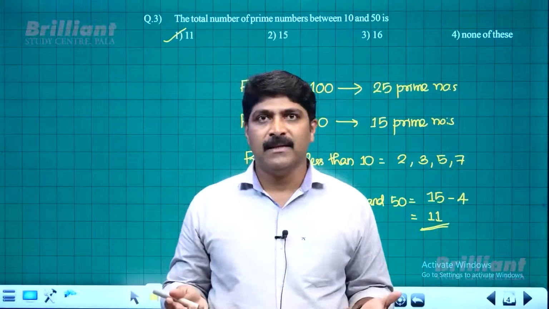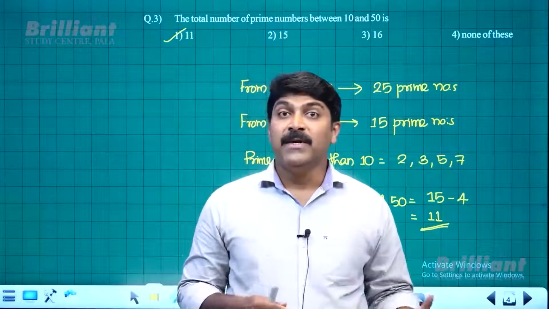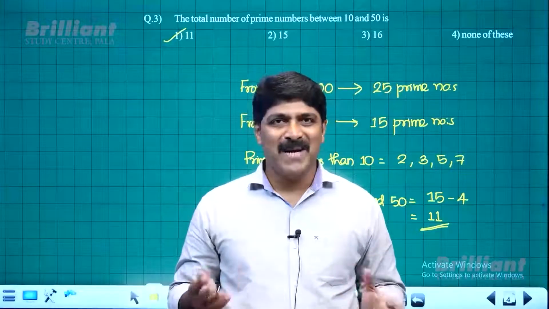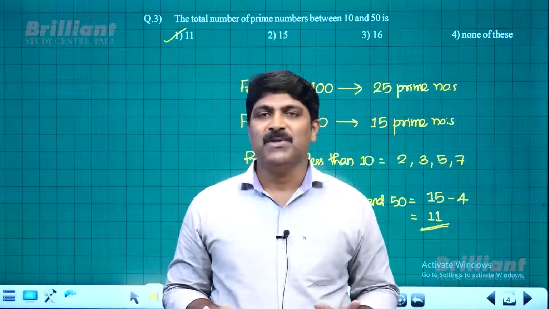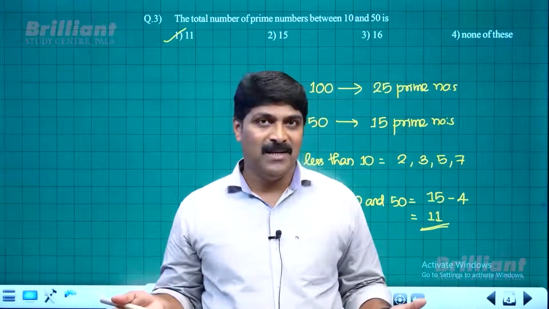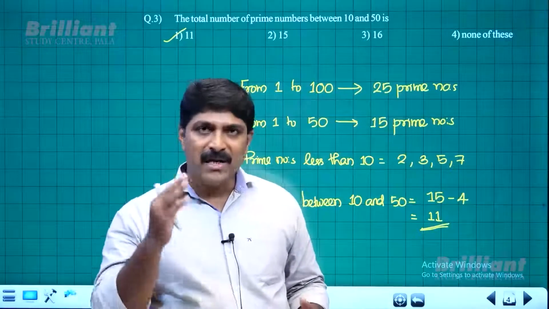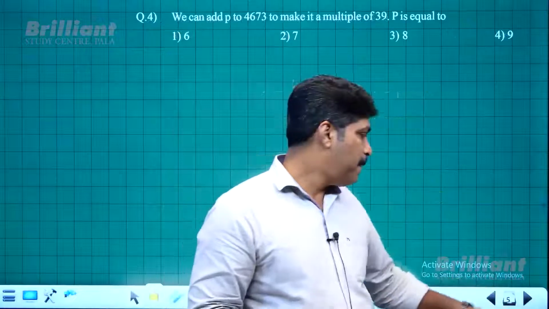Suppose you may get questions like this: what is the sum of the prime numbers between 20 and 50? If you are not aware of which numbers in that particular list are primes, then how can you answer it? So these are very important requirements: understanding and getting familiar with the prime numbers at least less than 100.